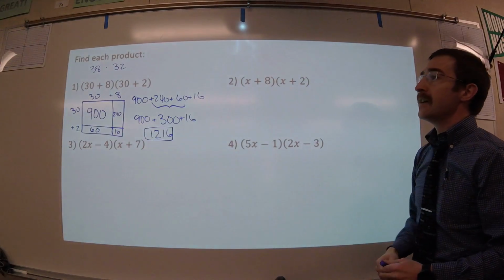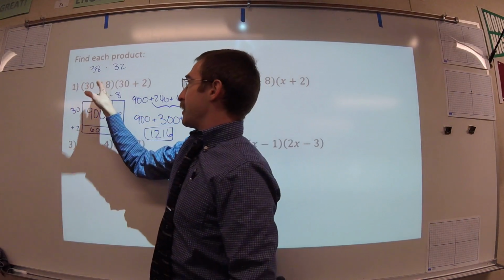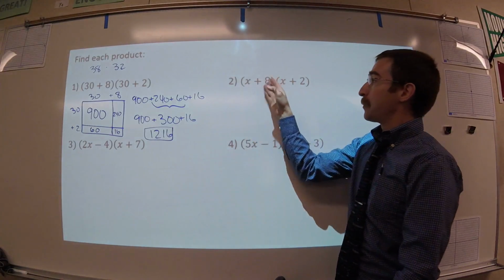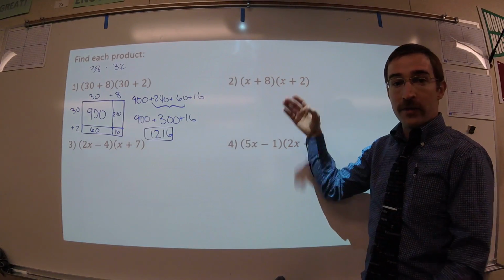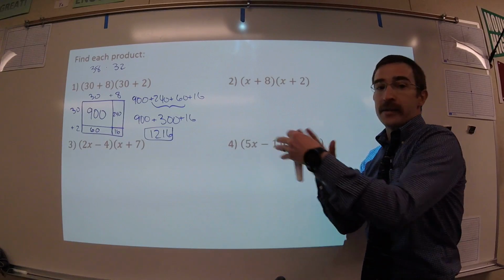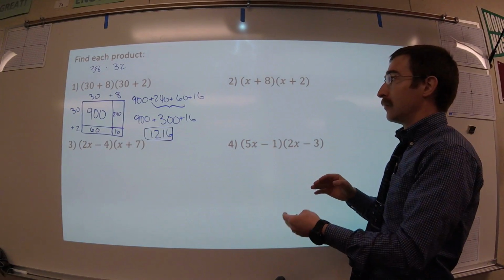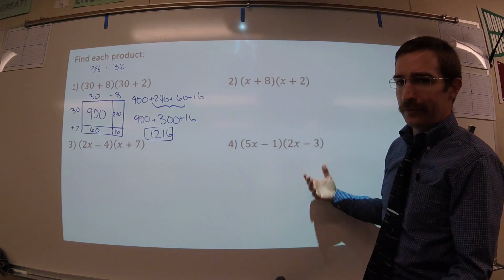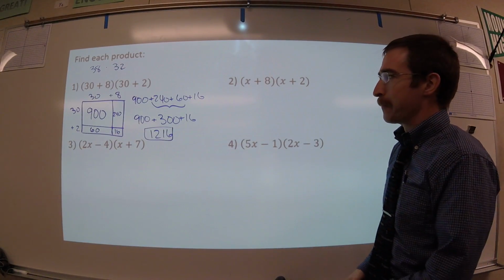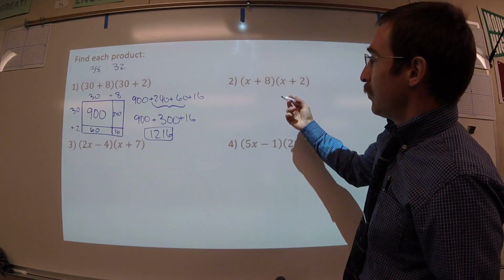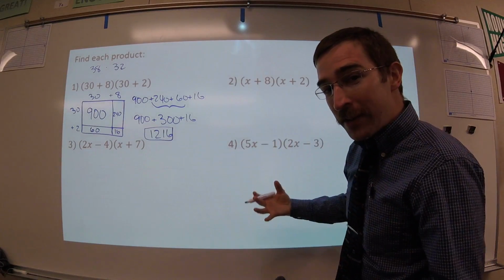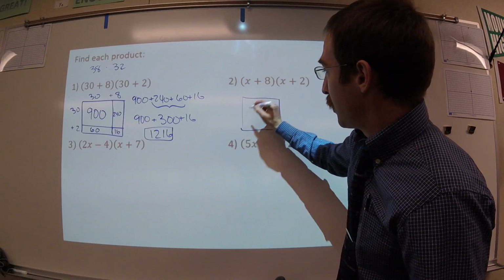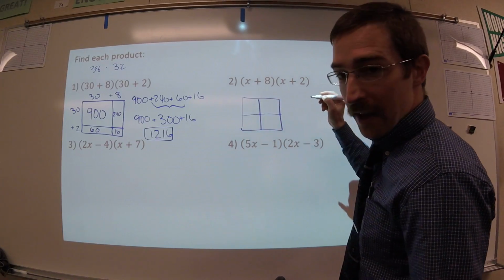With these, instead of having 30 plus 8 and 30 plus 2 multiplied together, we have x plus 8 times x plus 2. In other words, one side of the fence is 8 bigger than x, the other one's 2 bigger than x, whatever. It's a polynomial times polynomial. So here, we're just going to do the same thing, but instead of with 30s, we're going to put in x's. So to multiply this, we draw a little area diagram.